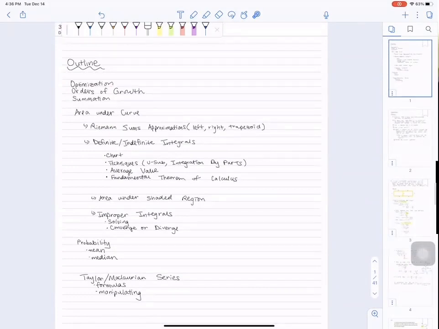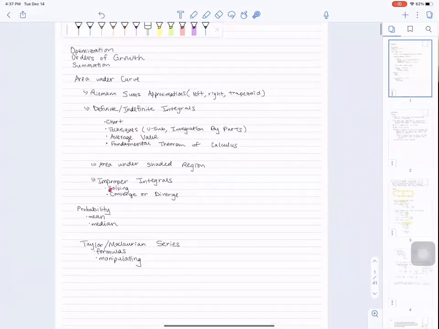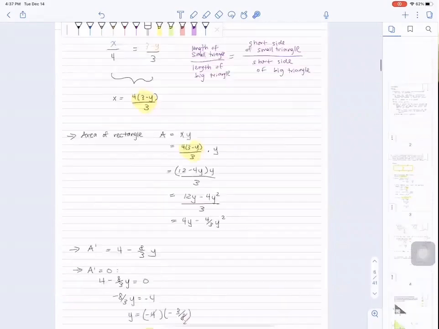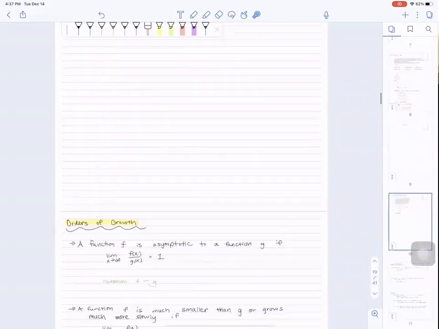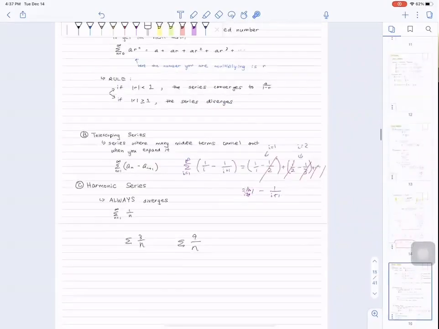Then we learned all the actual techniques, like what is the integral of sine of x? What is the integral of x? So those were the charts, all the techniques like u-substitution, integration by parts, average value. Then we also had area under some shaded region, and then improper integrals. So we have Riemann sum.